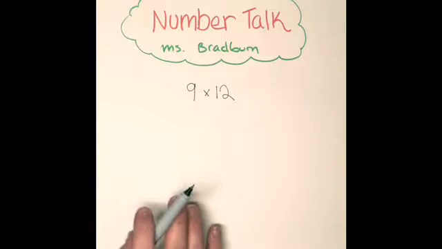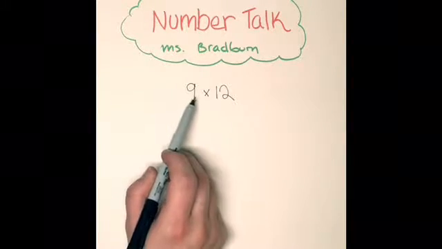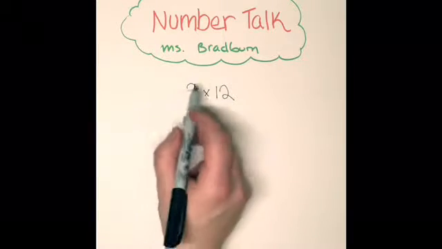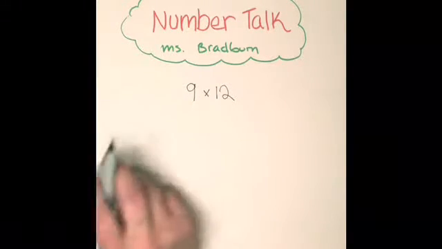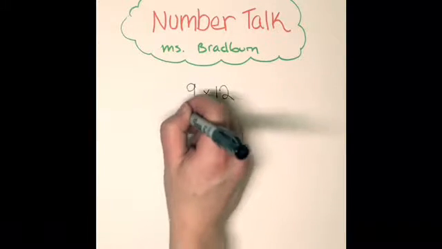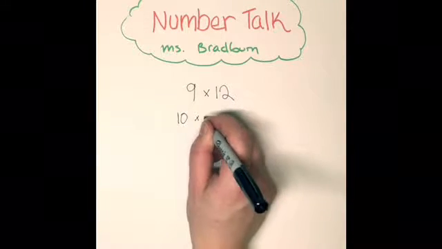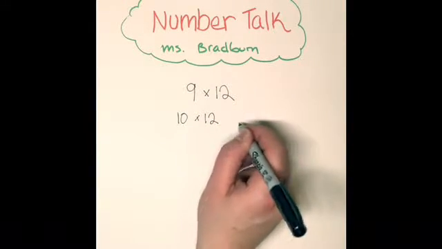And I think one way a student might come up with would be a strategy they've learned to make the 9 into a 10. Because 9 times 12 is challenging to do in the head, but 9 is very close to 10. And if they add 1 to 9 and make it 10, they can multiply it by 12 and get 120.